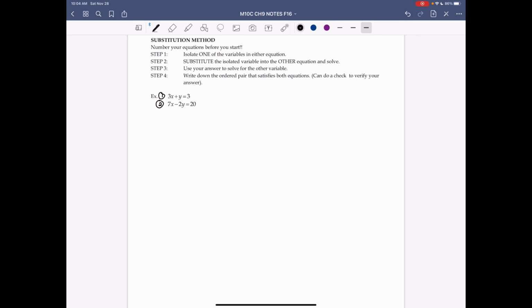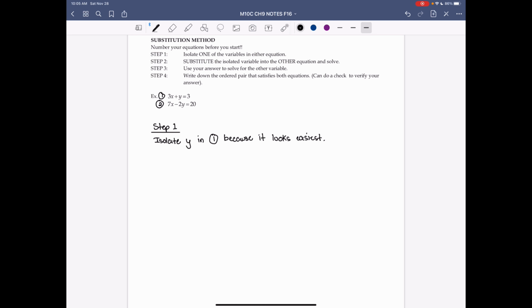In our equations, 3x plus y equals 3 and 7x minus 2y equals 20. The y in equation 1 looks easier to isolate, so that's what I'm going to do. Step 1: isolate y in equation 1 because it looks easier. Looks like the easiest variable to isolate in these two equations. So it doesn't actually matter which one you isolate. Sometimes none of them are any easier, so you just pick one, isolate it.